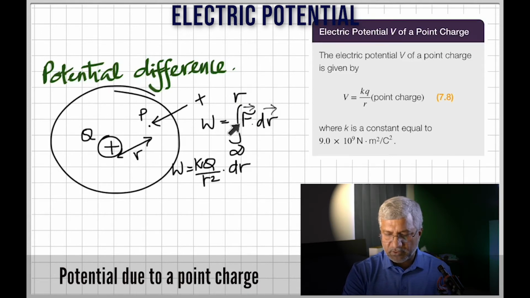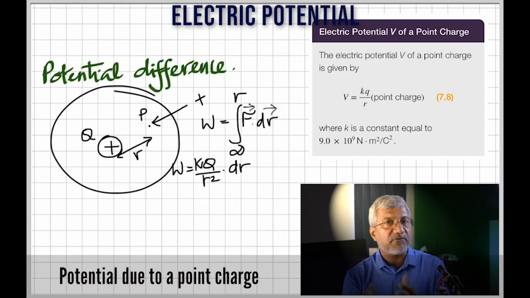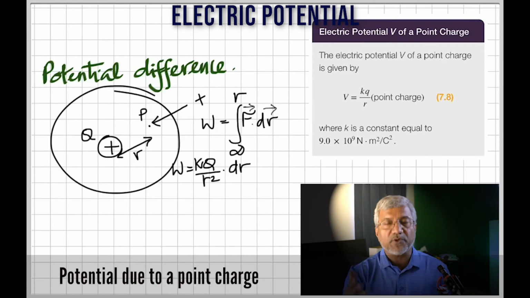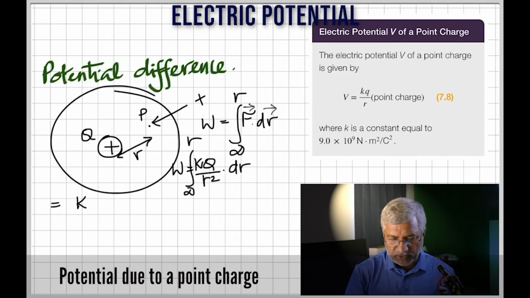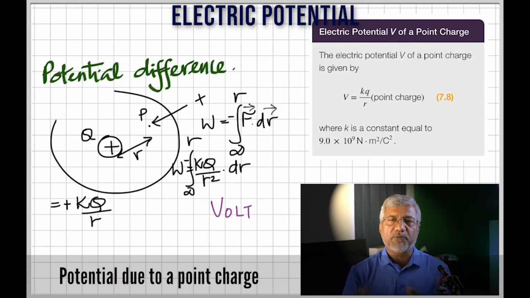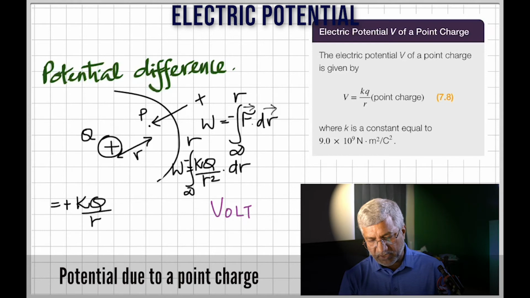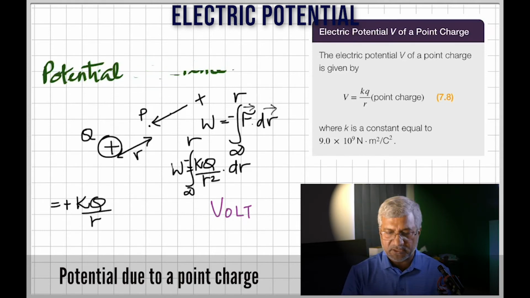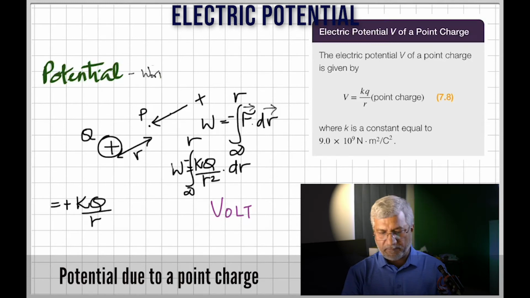And you know that E is kq by r squared, right? Kq by r squared is the formula of electric field. So kq by r squared dr. K is a constant, q is a constant. Take those out, so you have the integral of 1 by r squared dr. When you do the integral, you get 1 by r. So that means the formula for potential due to a point charge is kq by r.